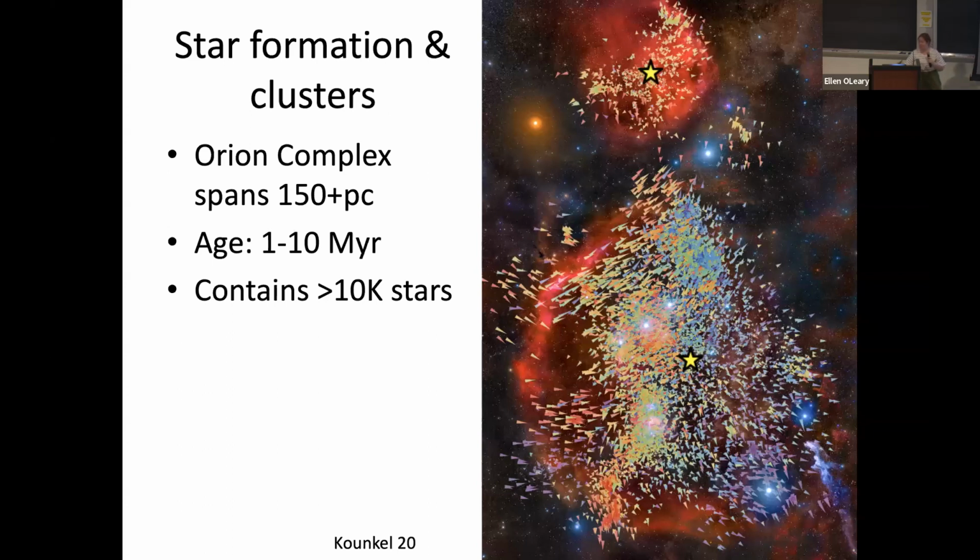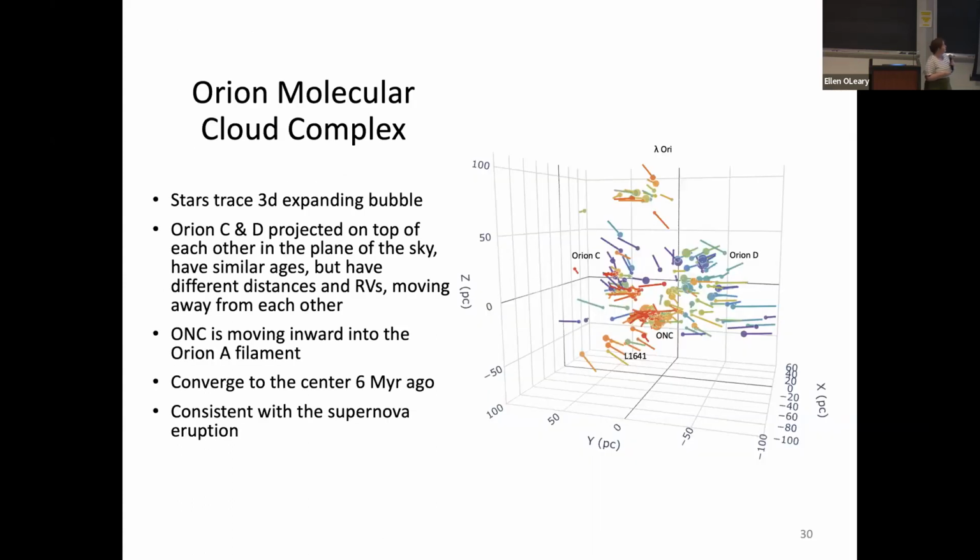And even so, this region looks like a single population in the plane of the sky. If we were to twist it and look at it from sideways, you can actually see that it is broken down into multiple components. The region that is closer to us, Orion D, is moving towards us. And the region that is further away from us, Orion C, is moving away from us. And they would have met somewhere in the middle with a similar age of around 6 million years.